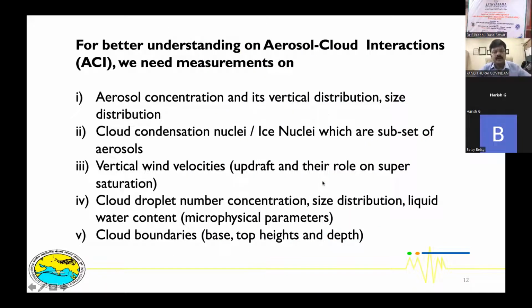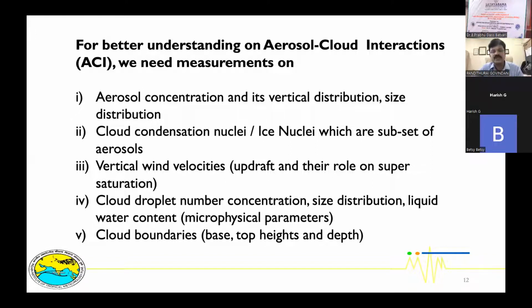So in order to understand the aerosol cloud interactions, we need measurements on aerosol concentration and its vertical distribution, size distribution. Then we need to understand cloud condensation nuclei. So what fraction of aerosols can get activated as CCN or ice nuclei, which are a subset of aerosols. We need to have some information on updrafts, because that also plays a role in the supersaturation of the atmosphere, and the cloud droplet number concentration and its size distribution and cloud liquid water content, which are microphysical parameters of cloud.